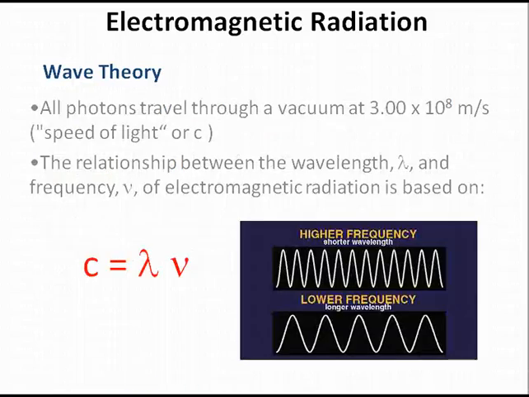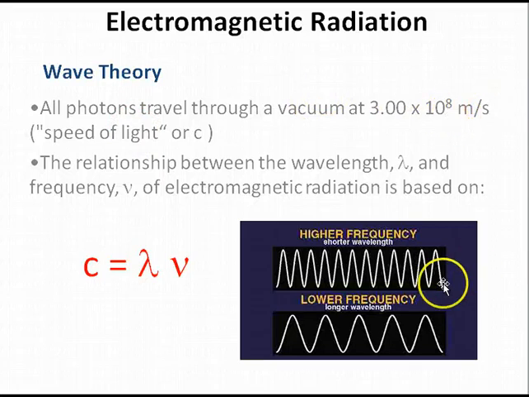So while we typically use wavelength to describe electromagnetic radiation, and sound scientists use frequency, you can very easily go back and forth between the two because they're inversely related to each other. This is because all electromagnetic radiation travels at the same speed, the speed of light, which is 3 times 10 to the 8th meters per second.